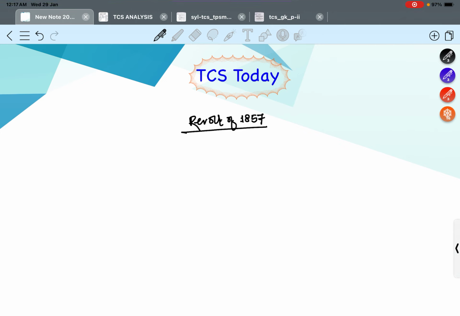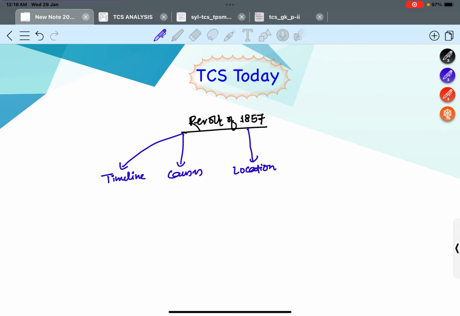So now the question is, how do I know? I know because I have analyzed the question papers and came to a conclusion about where they are asking questions from. So that portion or that particular topic is important. On that basis I will tell you now. They are asking questions from the timeline. There is a timeline of the events. They are asking questions from causes. They are asking questions from location. There are different locations and I will discuss them in detail.